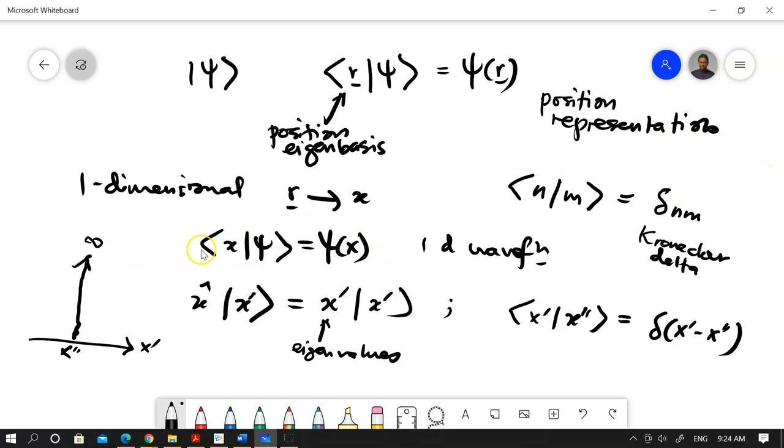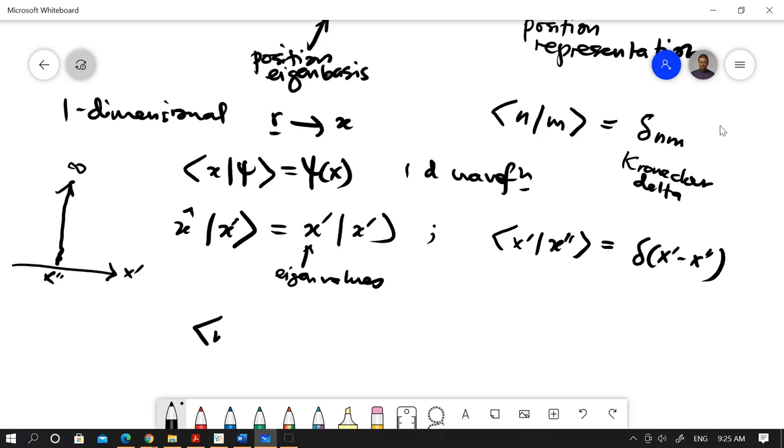Okay. So in other words, how you expand your states depends on the basis that you use. If you use, for example, the energy states like this one, let's say you take <n|psi>, okay? So this will give you some function that depends on this eigennumber n.